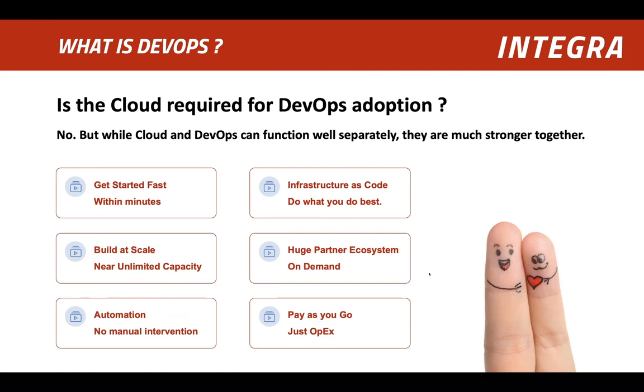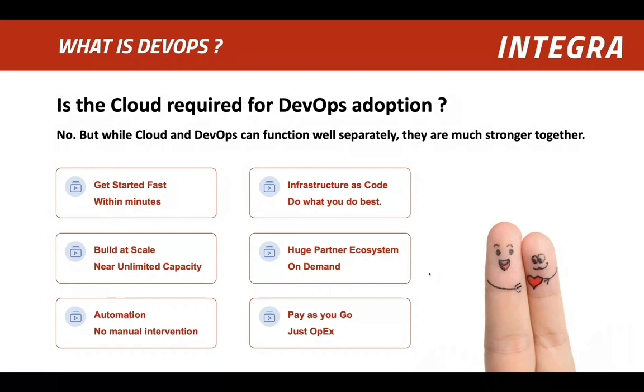There is no more waiting, as in the traditional way, of bringing in the hardware, configuring it, and waiting for the operations teams to provision it. We can build at scale. Whether we have a product or a software application with a few hundred users or millions of users, the cloud offers us near unlimited capacity. So whatever the scale of our application, we can host it on the cloud.